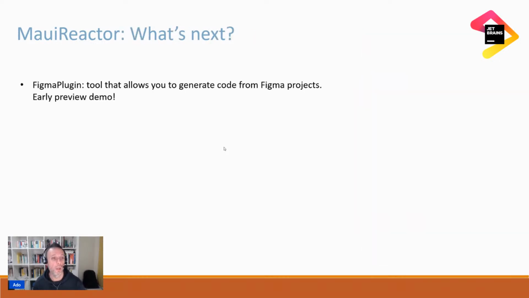So what's next? Before I close my speech, I want to show you my Figma plugin, a Figma plugin that I'm working on. It's a tool that allows you to generate code from Figma projects. So if you have a Figma project, you can connect to it and you can generate code for the canvas view control. So let me show it.